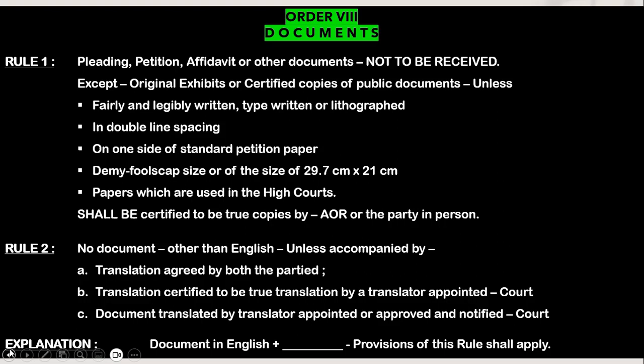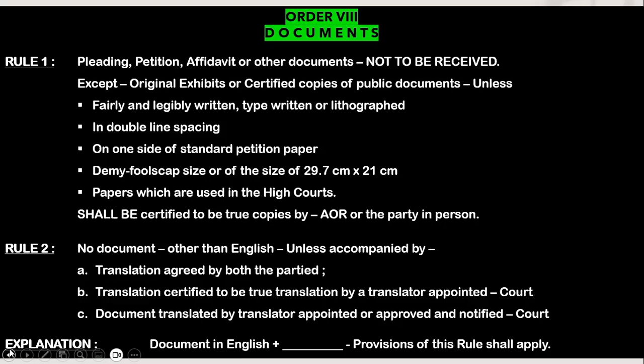So, if we have to file a pleading, petition, affidavit, or any other documents, these 5 conditions will have to be followed. Otherwise, the registry, the officer of the court, they will deny admittance of such documents. Yes, if I am filing original exhibits or certified copies of public documents, then they will accept it.